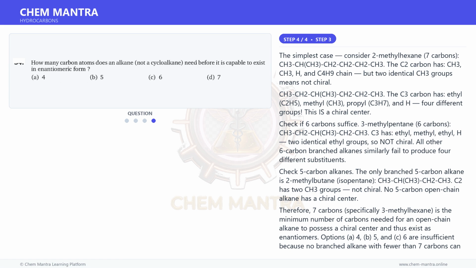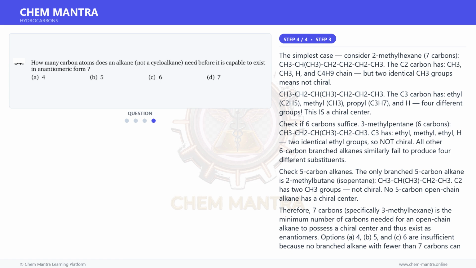Check if 6 carbons suffice. 3-methylpentane, 6 carbons, CH3CH2CH(CH3)CH2CH3. C3 has ethyl, methyl, ethyl, H. 2 identical ethyl groups, so not chiral. All other 6 carbon branched alkanes similarly fail to produce 4 different substituents.